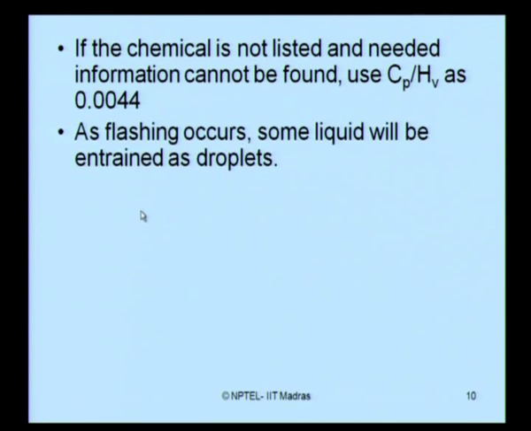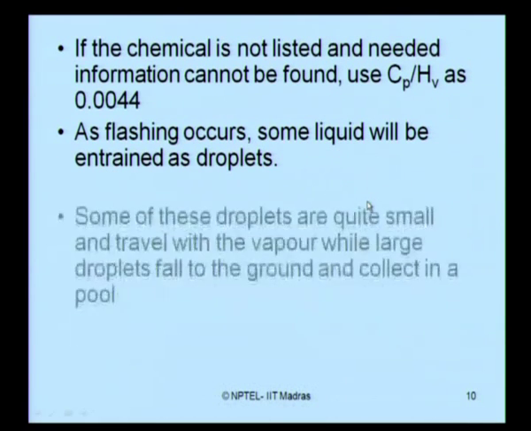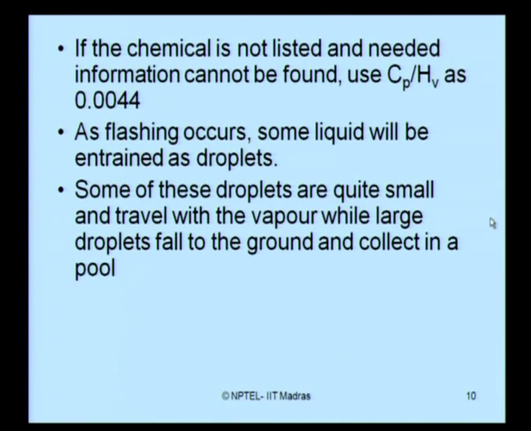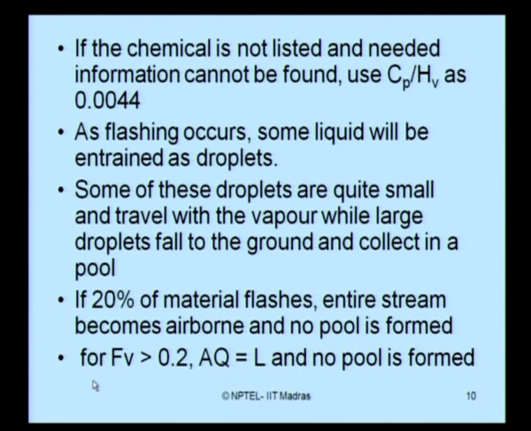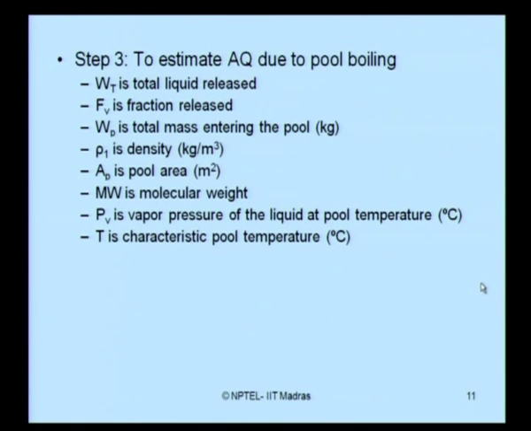Now as flashing occurs, some liquid will be entrained as droplets. Some of these droplets are quite small and travel with the vapor, while large droplets fall to the ground and collect in a pool. So we would like to find what is that pool formation. If 20% of the material flashes, the entire stream becomes airborne and no pool is formed. That is a general assumption we make in this CEI calculation. Therefore, if Fv is more than 0.2, the airborne quantity is taken straight away as liquid rate and no pool will be formed. If it is not so, try to find what is the air quantity due to pool boiling.